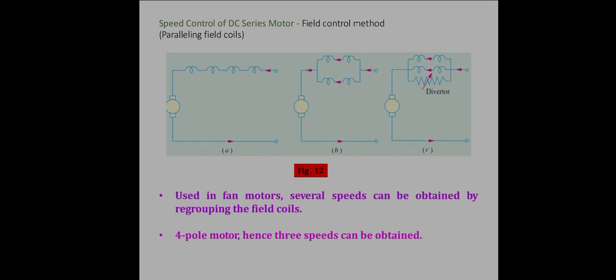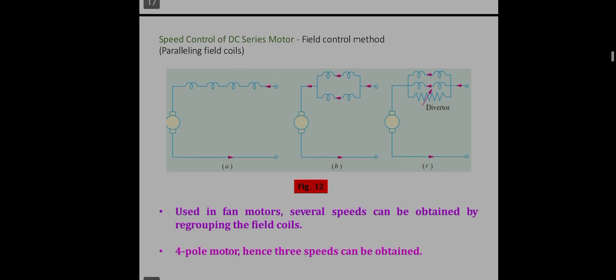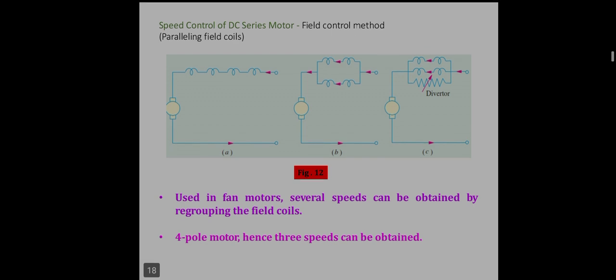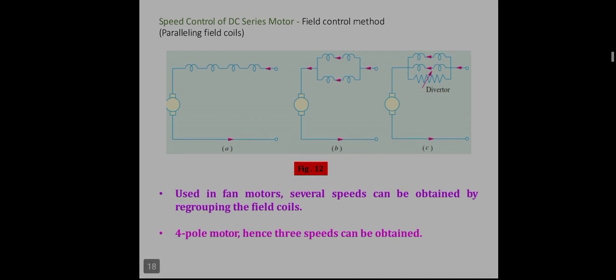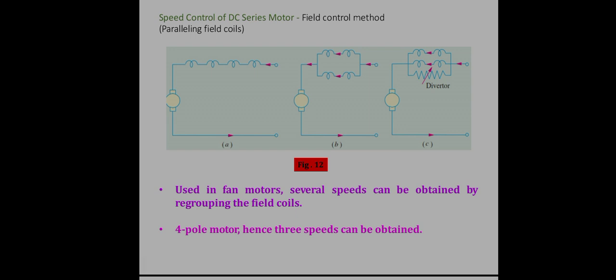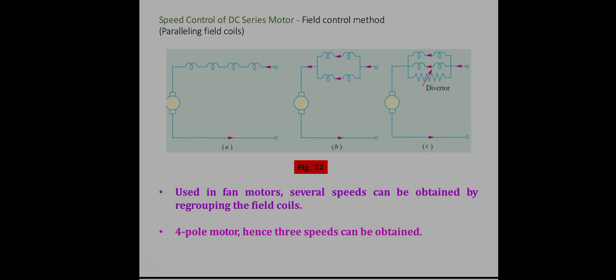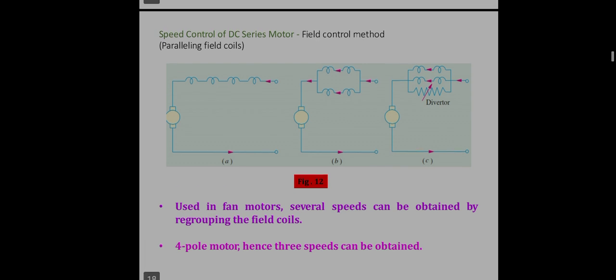Another thing in the field control method is paralleling of field coils. Instead of having a single coil, we can have 2 coils or 4 coils in the field winding. Here in this example, we have 4 coils. The 4 coils can be connected in series so that it will give you some flux. All the coils will get the same current, so the flux will be 4 different fluxes of the same amount for running the motor.